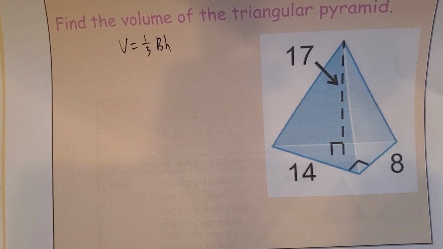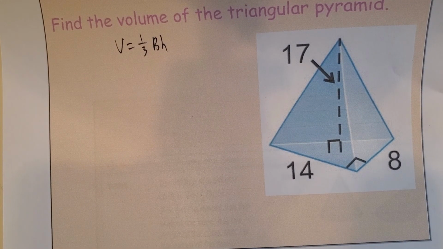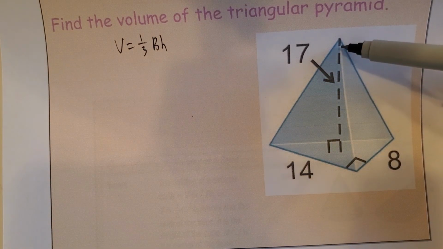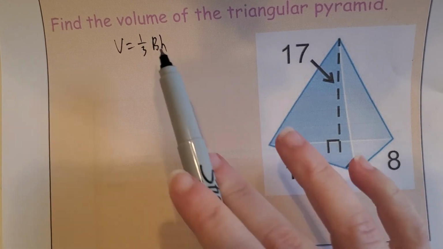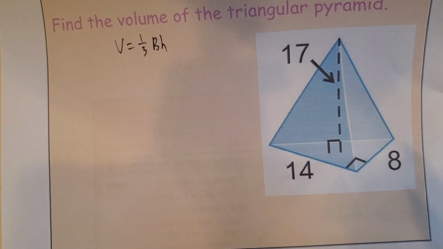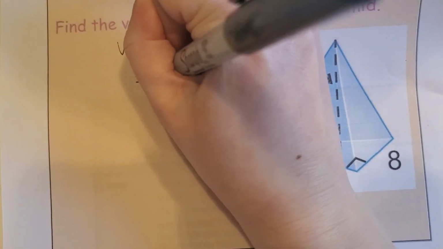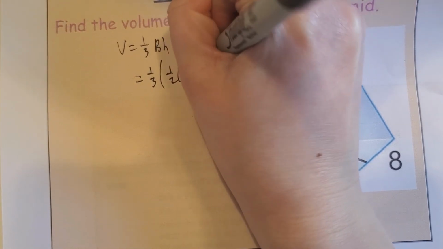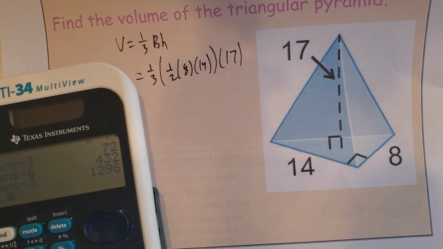It doesn't matter that, like, 8, 15, 17, you guys might remember, is a Pythagorean triple. So the fact that this is 8 and 14 really doesn't change anything. Because the 17 is the height of the pyramid itself. It has nothing to do with the base of the triangle. Because we're talking about the area of the base instead of the perimeter, you don't even need to worry about the hypotenuse of the base. So we're pretty good. 1/3 times 1/2 times 8 times 14 times 17. So if we do all this in the calculator, 56 is the area of the base.